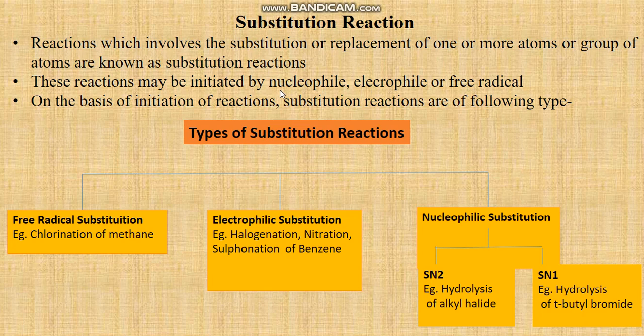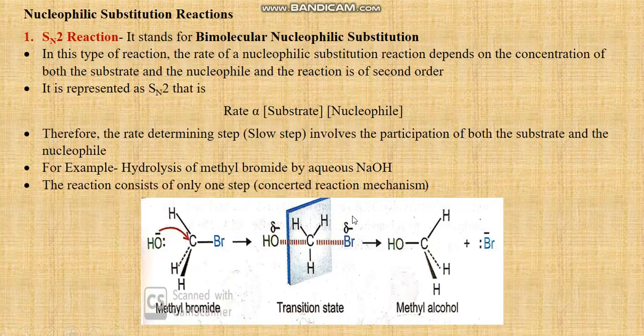So depending on the type of initiator, the reactions have been classified into the following classes: free radical substitution reaction, electrophilic substitution reaction and nucleophilic substitution reaction. Electrophilic substitution reactions I will discuss with you in upcoming lectures. In this lecture I am going to discuss in detail nucleophilic substitution reactions. First, I am going to discuss the SN2 reaction.